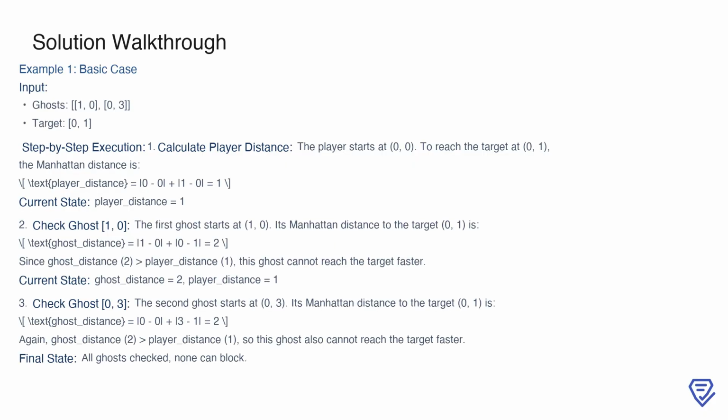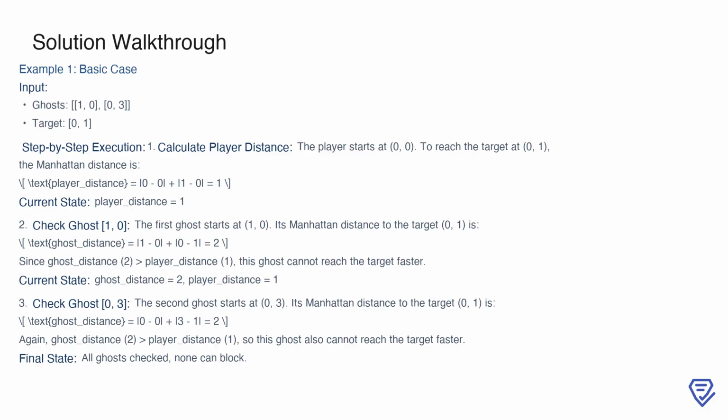Let's begin by analyzing the first example, which is a simple case. The player starts at the origin, (0, 0), and the target is located at (0, 1). To determine how long it will take the player to reach the target, we calculate the Manhattan distance, which is simply the sum of the absolute differences of their coordinates. In this case, the player's distance to the target is 1. Now, we check the ghosts one by one.